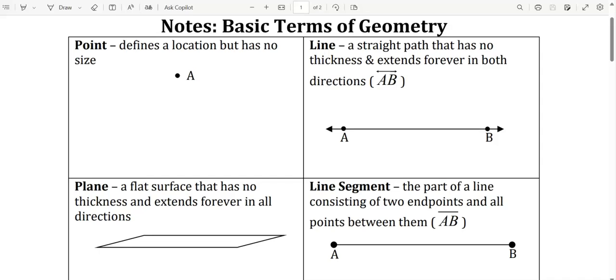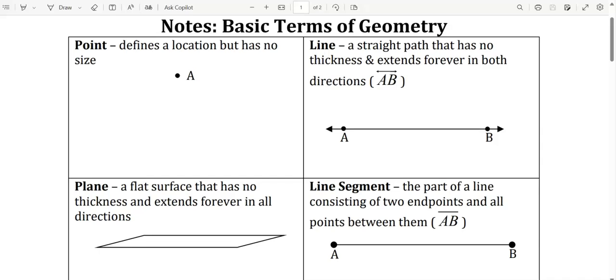First one is points, okay? What is a point? It defines a location but has no size. This is what's called an undefined term. Why is a point undefined? Because you cannot see it. It has no size. So if you actually think about what I'm telling you, for something to have no size means you could never ever see it, not even under a microscope, because there's literally no size.